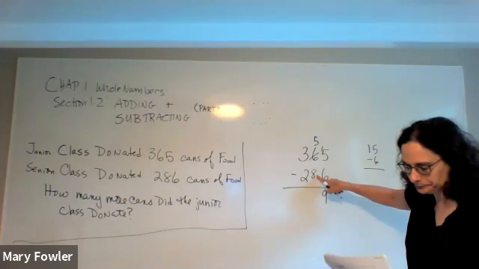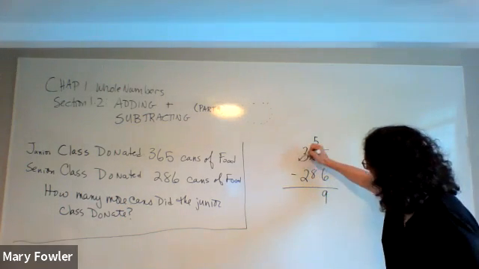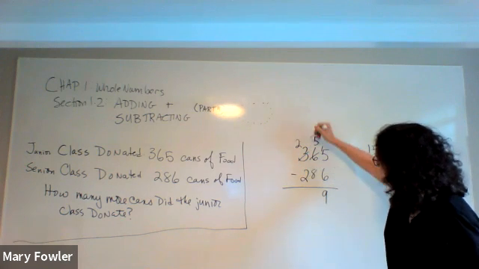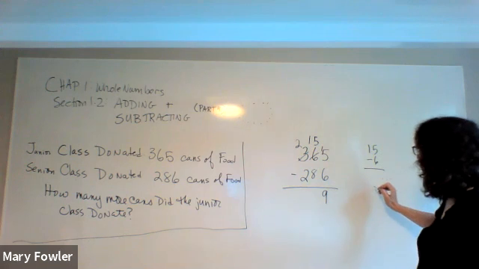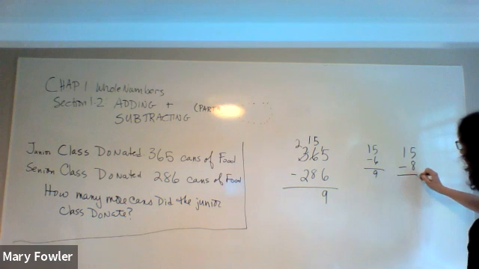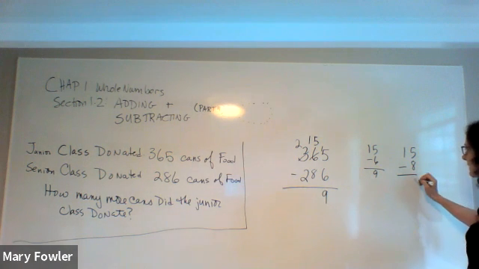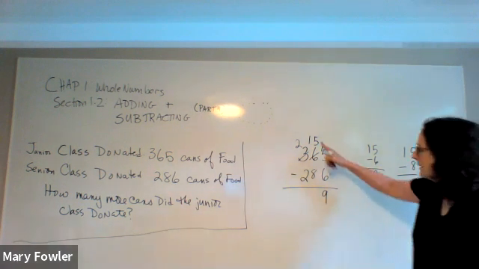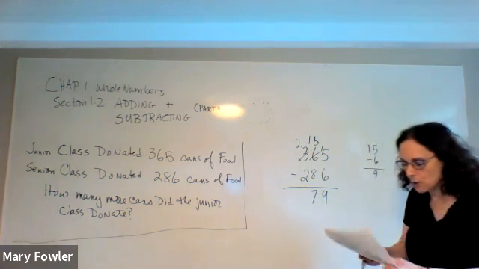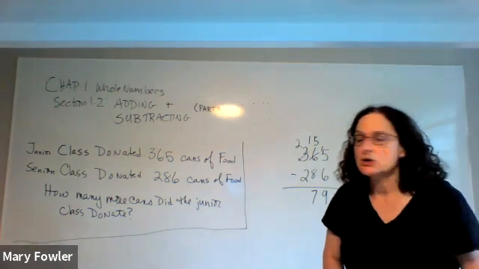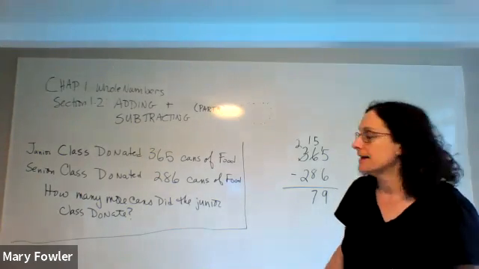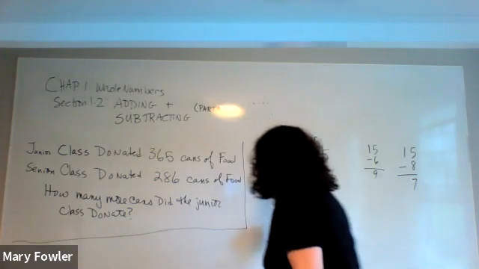I can't do that, so I'm going to borrow 1 from the 3 and bring it over. So I end up with 15 minus 8. That's my other borrowing subtraction problem. 15 minus 8 is 7. Okay, so the 7 comes here, and 2 minus 2 is 0. So we have 79. So how many more cans did the junior class donate? That would be 79 cans more.